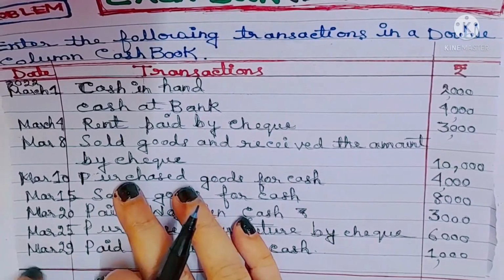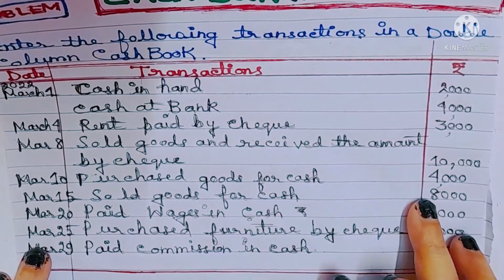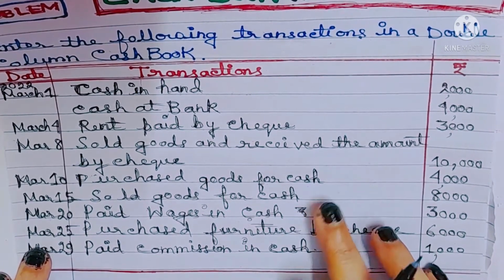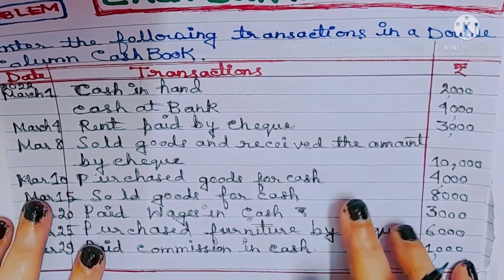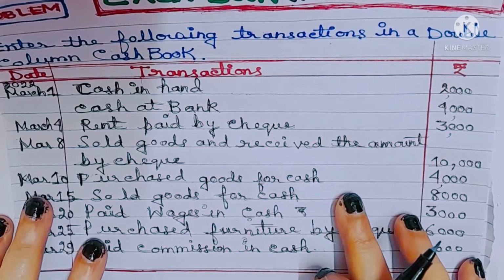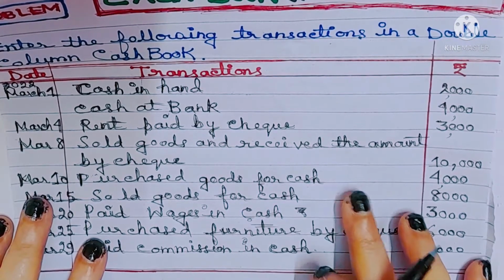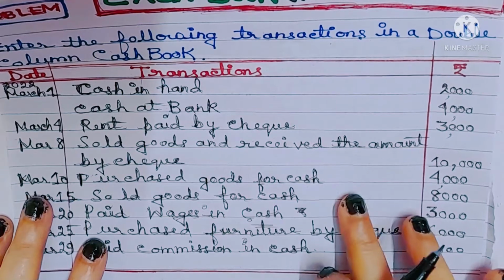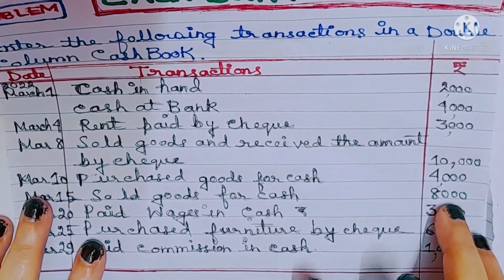The next transaction is on 15th March, sold goods for cash 8,000. So what will be the journal entry? The journal entry will be cash account debit to sales account. So what is the position of cash account? Since cash account is on the debit side, sales account will also be on the debit side. So we'll have to write to sales account in the cash book on the debit side in the cash column 8,000.